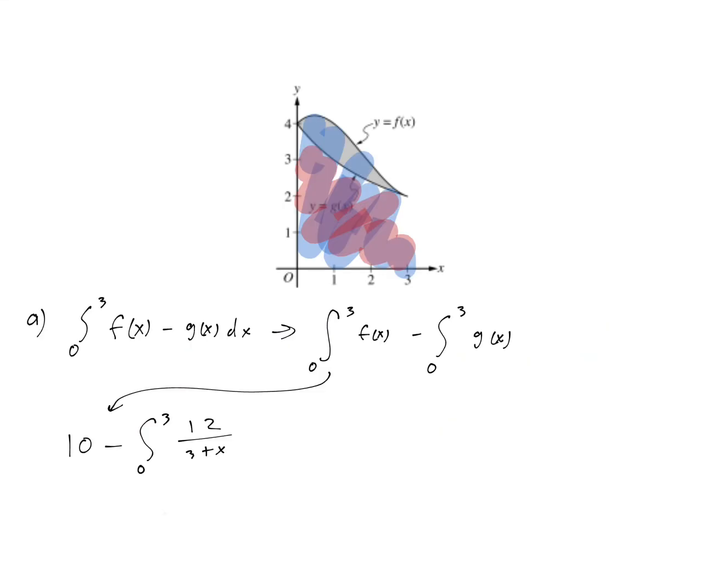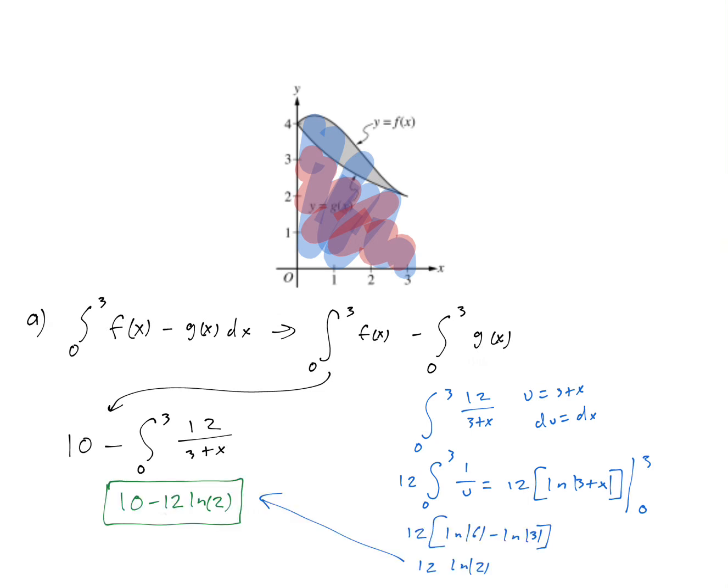Now we can do a simple u substitution. I made u equal 3 plus x, so du equals dx. Then we replace 3 plus x with u, and dx with du. I took the 12 out, and integrating 1 over u gives ln, so it's 12 times ln of 3 plus x from 0 to 3.